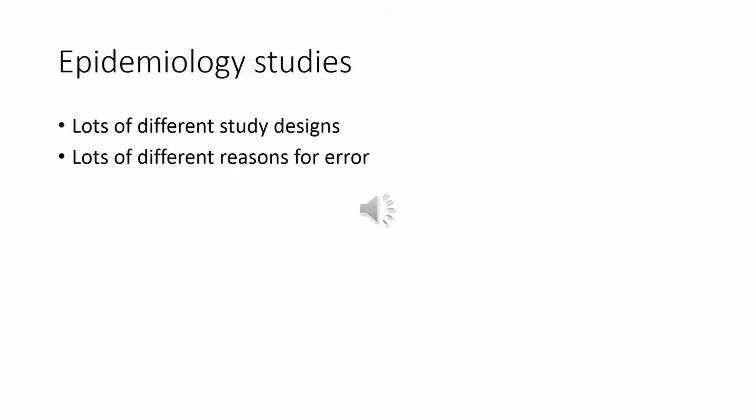There are several different study designs that we can use in epidemiology, and you'll learn all about those in epidemiology, but your book chapter also goes through several of those, for instance, cohort studies, case-controlled studies. And there are lots of different reasons for error, and the book also reviews some of those, so make sure you read those chapters on epidemiology.